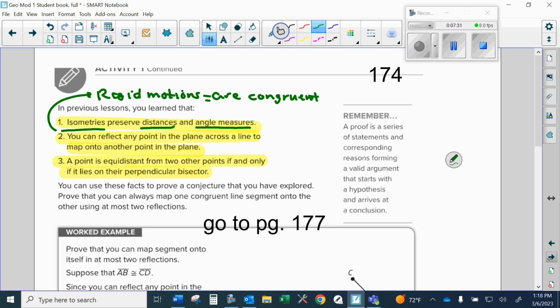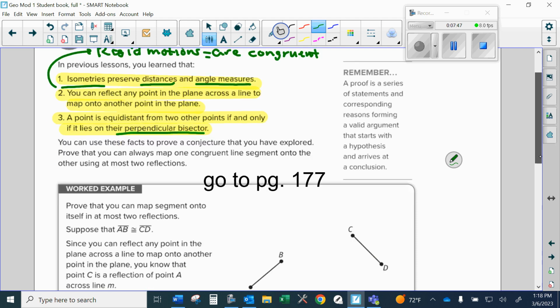A point is equidistant from 2 other points if and only if it lies on the perpendicular bisector. That's the perpendicular bisector theorem. Any point that lies on the perpendicular bisector is equidistant from its endpoints. Now I go to page 177.